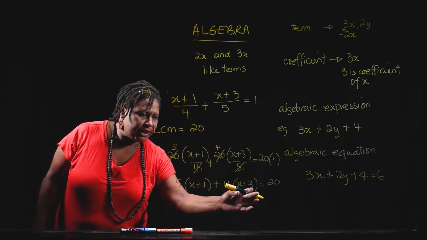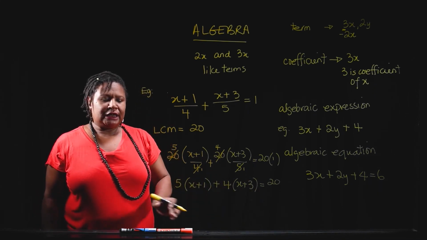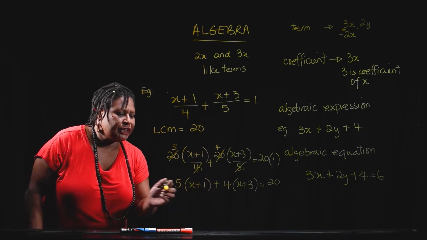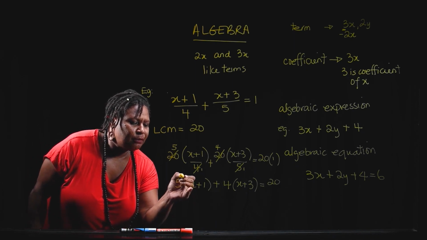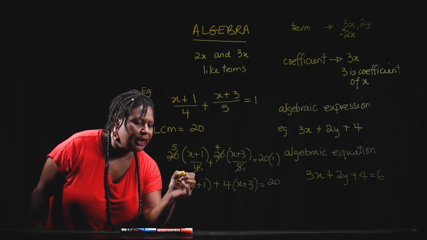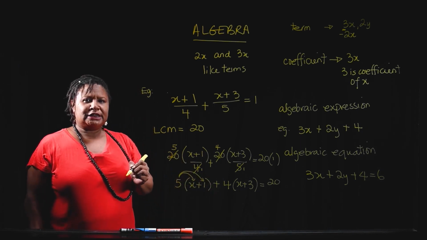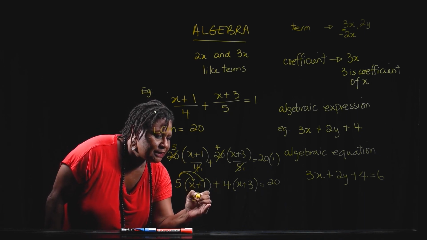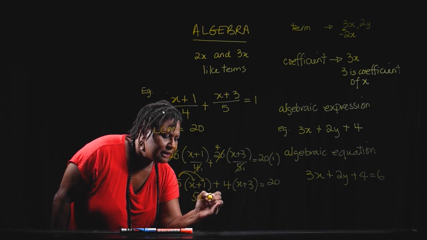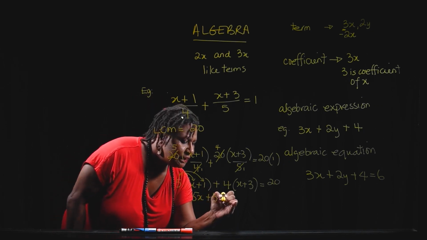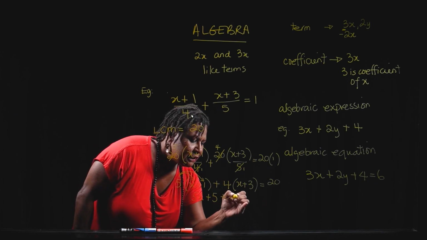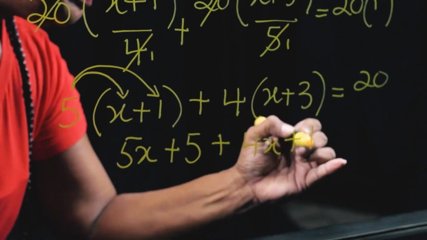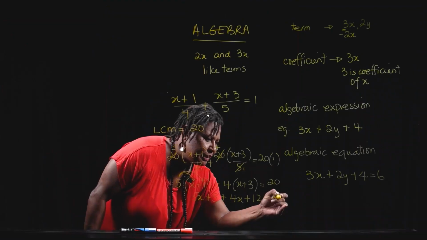And you notice that our brackets are still in the equation. We need to remove those brackets. So how do we do that? You've already learned this. You multiply the term outside the brackets by each term in the brackets. Okay, so 5 times x is 5x. 5 times 1 is 5, plus 4 times x is 4x. 4 times 3 is 12, equal to 20.